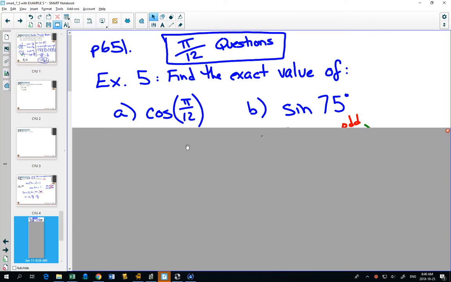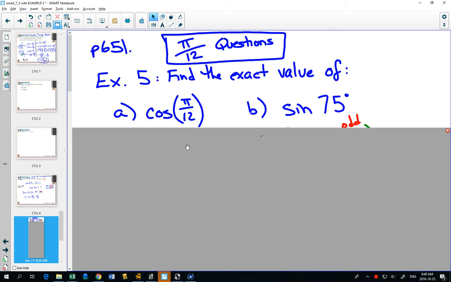Example number 5 is pi over 12 questions. Earlier I said if we looked at our unit circle, we're missing an angle between 0 and 30. Because there's 15 degrees between 30 and 45, 15 degrees between 45 and 60, but there's 30 degrees between 0 and 30, and 30 degrees between 60 and 90. The angle in between 0 and 30 degrees is 15 degrees or pi over 12.